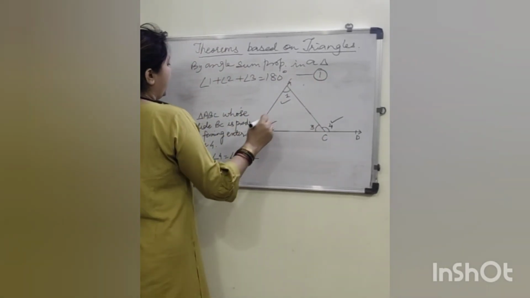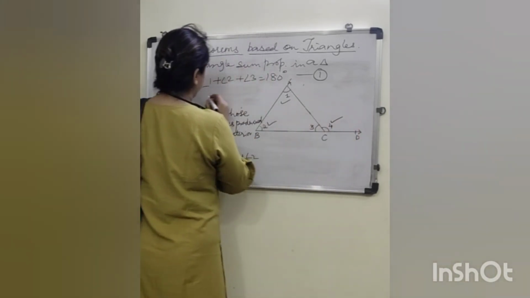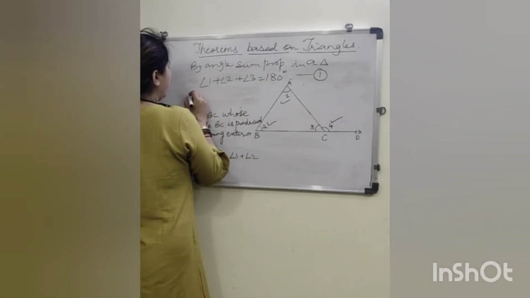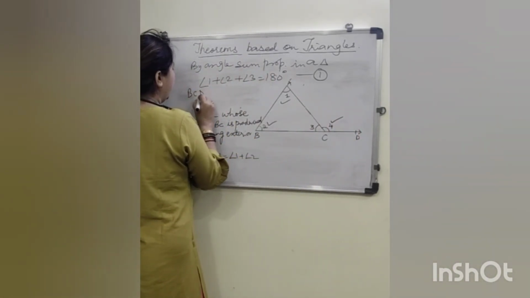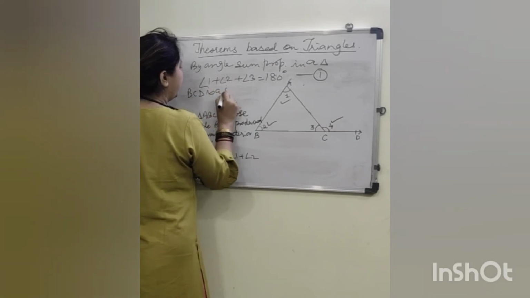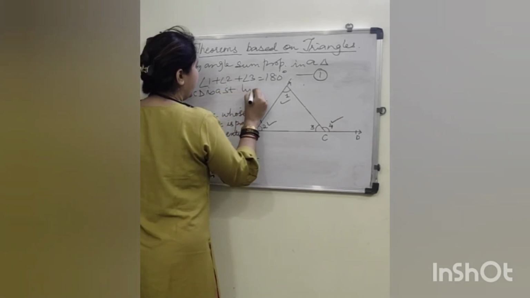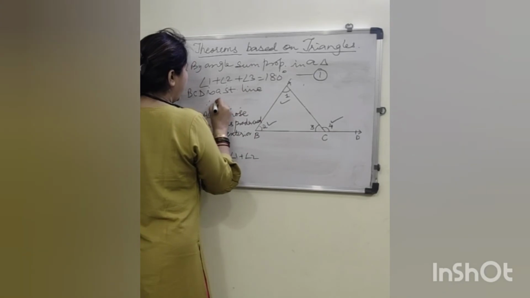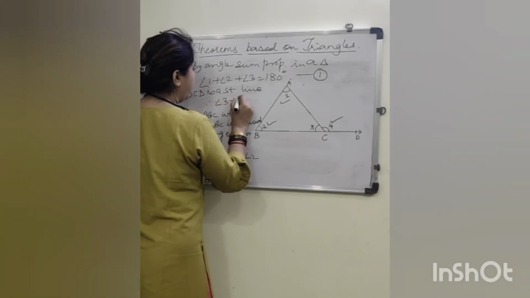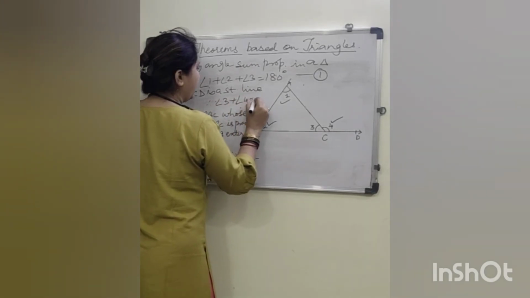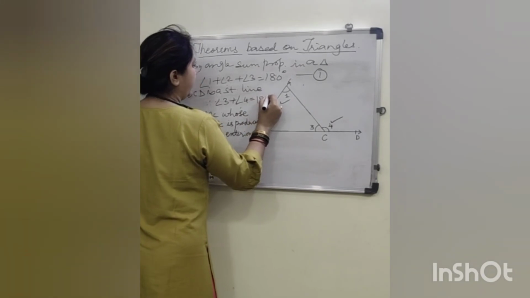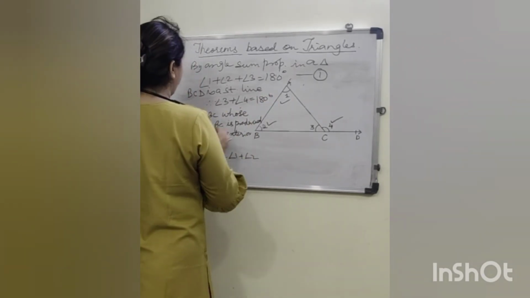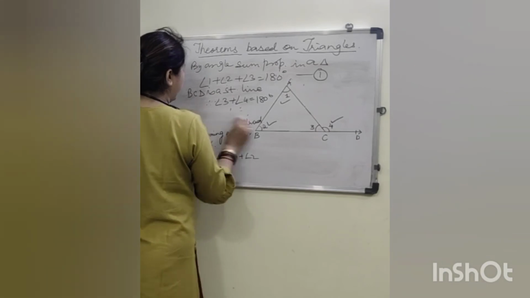And now BCD is a straight line. Therefore, angle 3 plus angle 4 is equals to 180 degree.